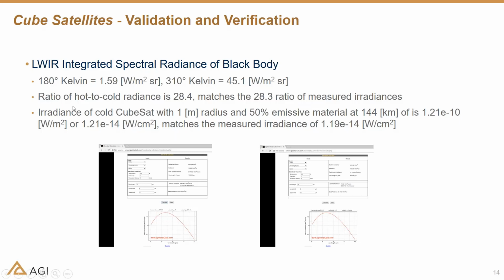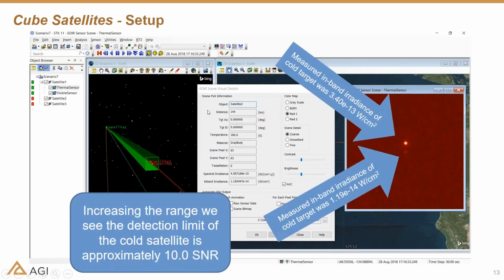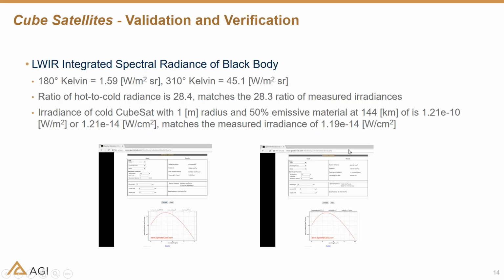It's within a percent. And similarly, I said, well, if we go back and see what was the measured irradiance of the cold target, and if we then said, all right, well, let's take this thermal radiance for the 180 degree Kelvin target, let's put that on a 1 meter radius sphere, let's make it 50% emissive, and let's put it at range 144 kilometers.